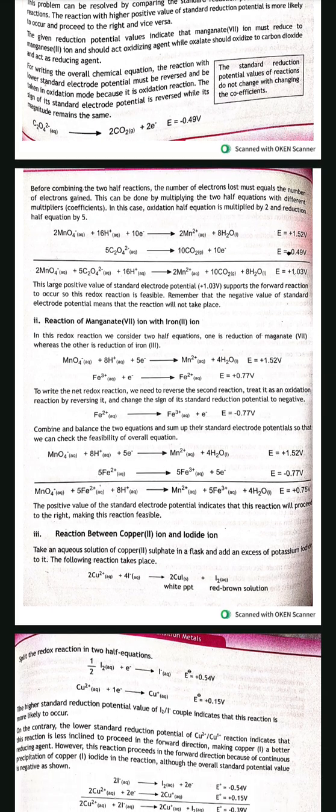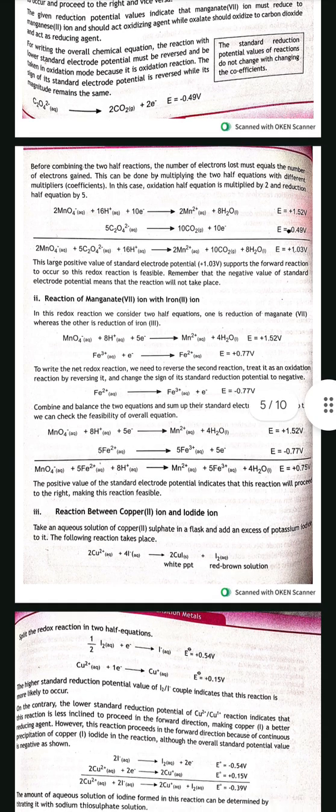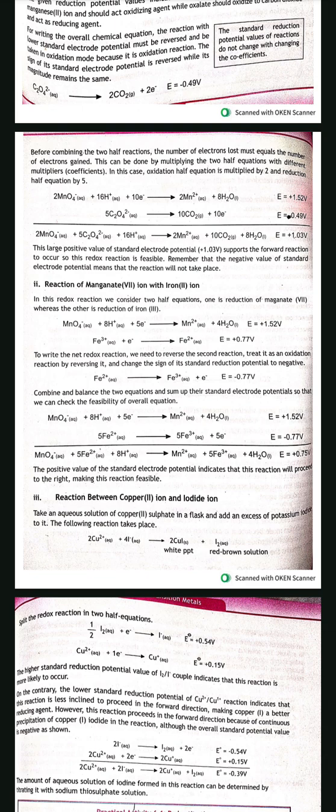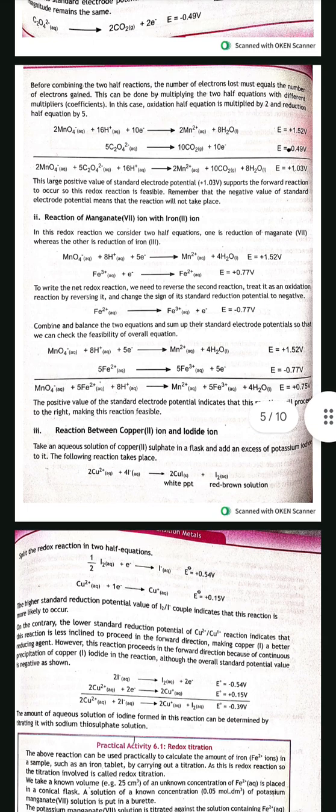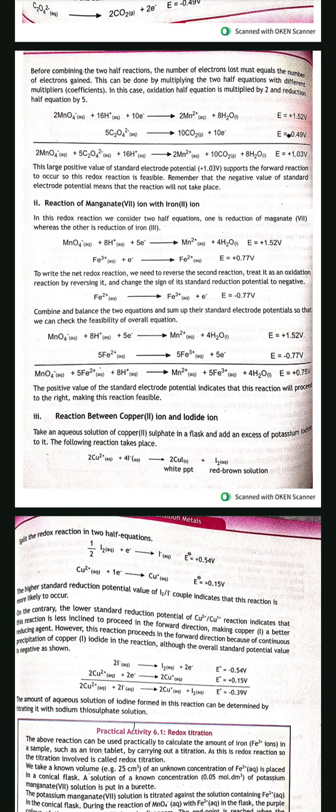For writing the overall chemical reaction, the reaction with the lower standard electrode potential must be reversed and taken in oxidation mode because it is the oxidation reaction. So C2O4 2- gives us carbon dioxide plus 2 electrons, with electrode potential of minus 0.49 volt. Before combining the two half reactions, the number of electrons lost must equal the number of electrons gained. This can be done by multiplying the two half equations with different multipliers.